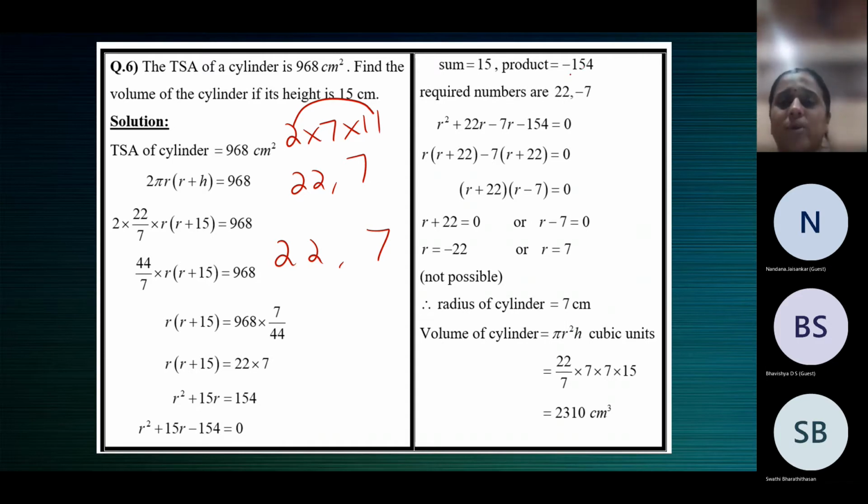Now, the product is minus 154 and the sum is positive. Now tell me how you can do this yourself. Fix the signs, plus or minus. You can make it minus 22 and plus 7, anything. But when you add, meaning when you simplify the two numbers, you should get plus 15. And when you multiply, you should get minus 154. Tell me, how do you fix the signs?